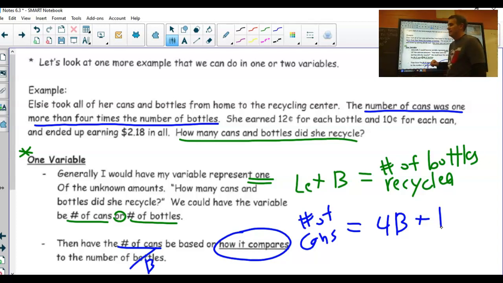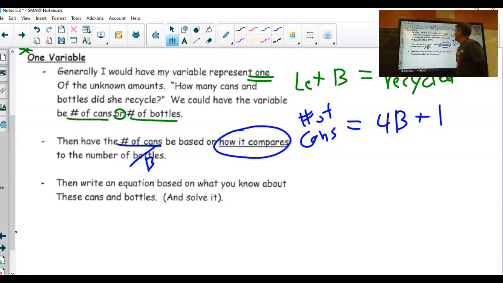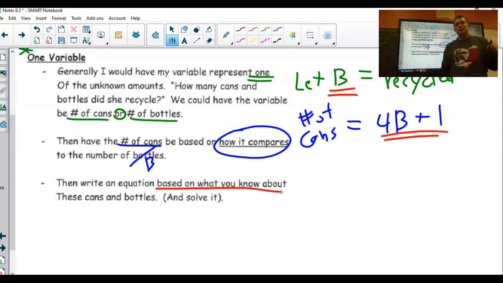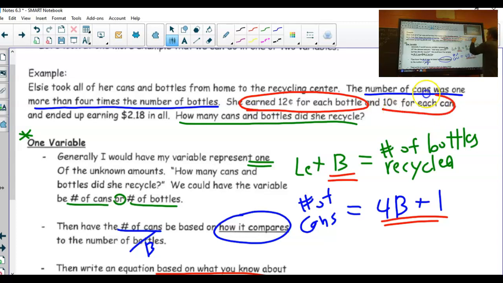So I have one variable, and now I need one equation. So we're going to write an equation then using these two amounts. All right, my two amounts are the B, that's the number of bottles, and the 4B plus 1. And I'm going to write an equation based on what I know about these. And here's what I know about them. I know that she got 12 cents for each bottle and 10 cents for each can.